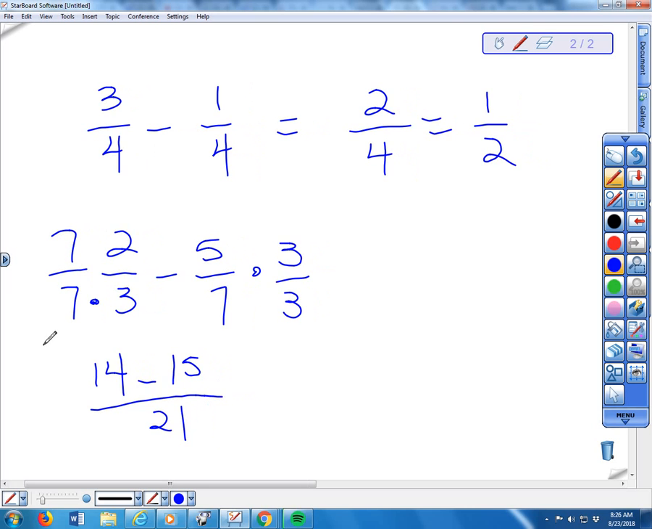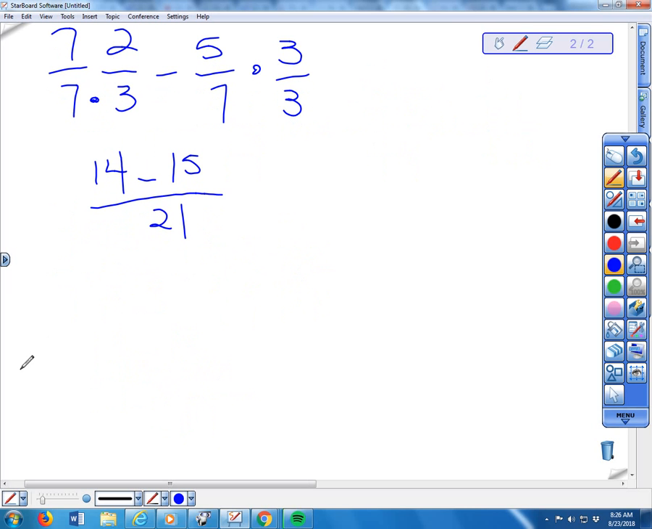14 minus 15, positive or negative number? Negative. So this is kind of a review from yesterday, right? Because if I start at 14 and I subtract 15, I end up at negative 1. So this is negative 1 over 21. Can't really simplify it.